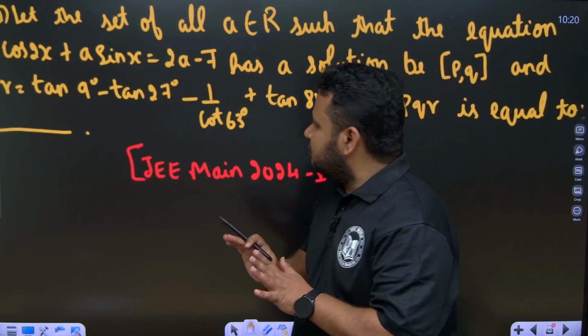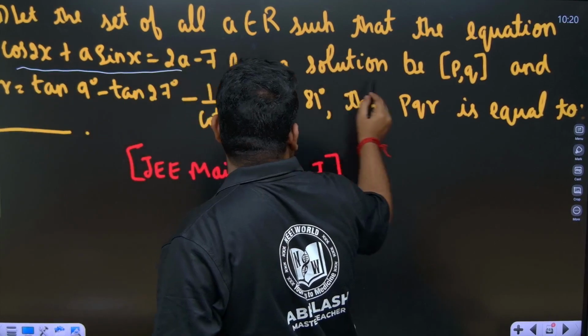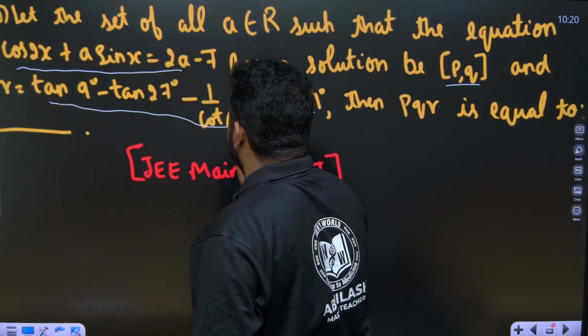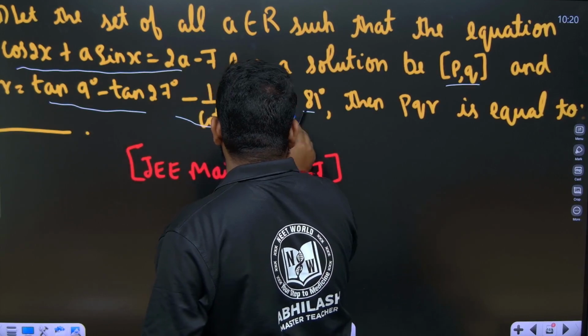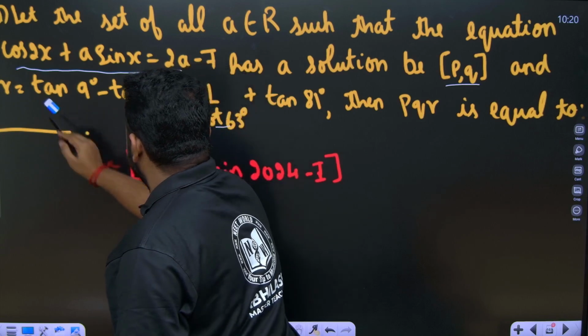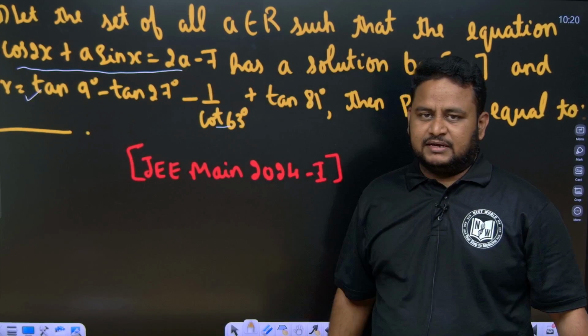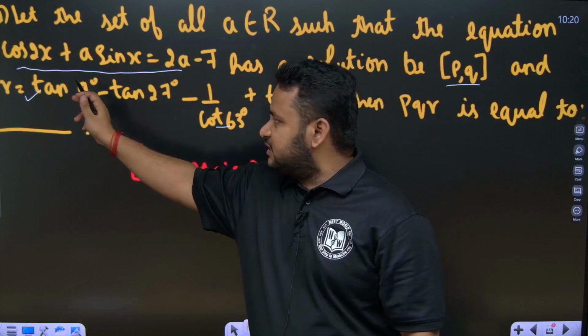Okay, so here what they have given is, by using this equation we have to find out P and Q, and by solving this equation we will get the value of R, right? So first let us find P and Q. To find P and Q, which equation should I take?